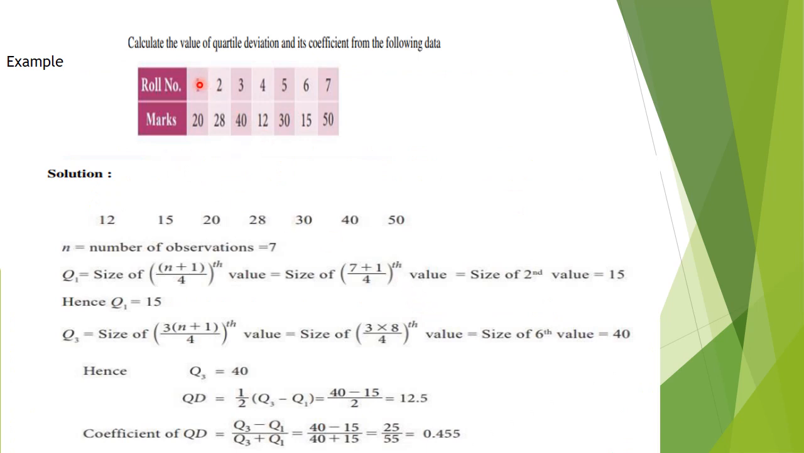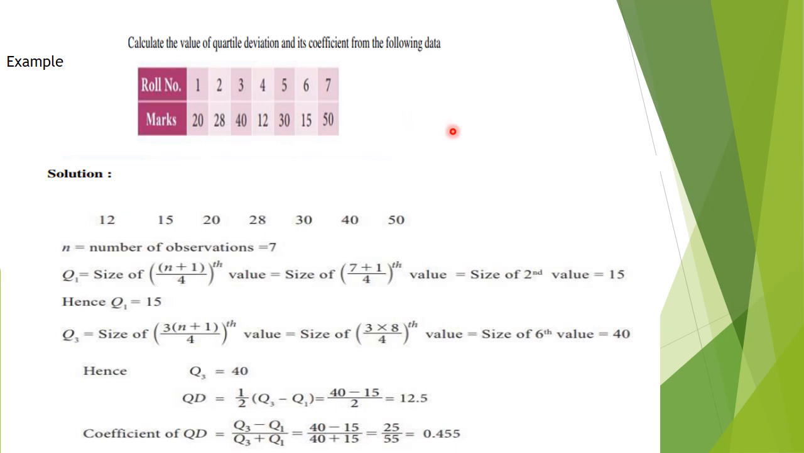Another example of coefficient of quartile deviation: calculate the value of quartile deviation and its coefficient from the following data. Roll numbers are given, marks are given. It is an individual observation, so first of all we will arrange the data in ascending order. This is the major point. Here n, the number of observations, is 7, which is odd. So we will apply the formula for odd.